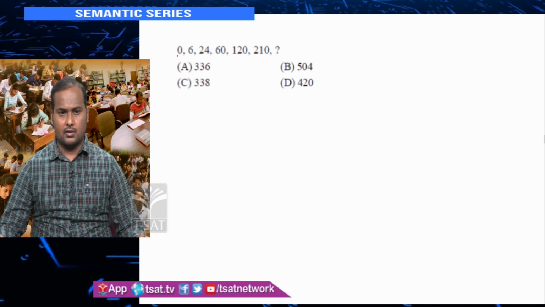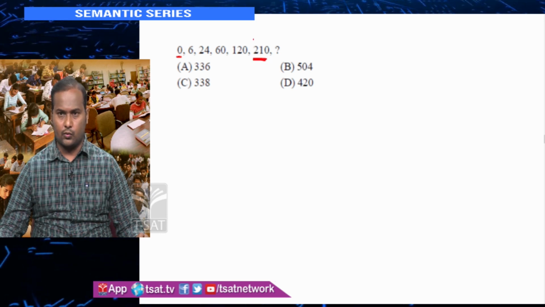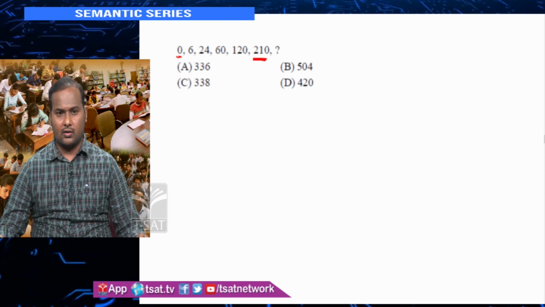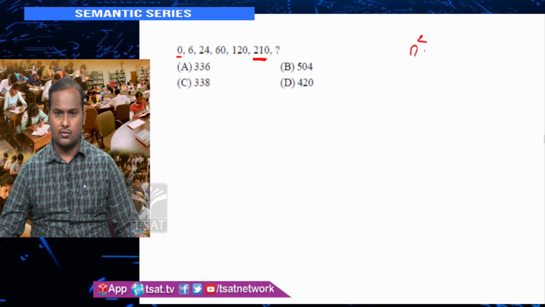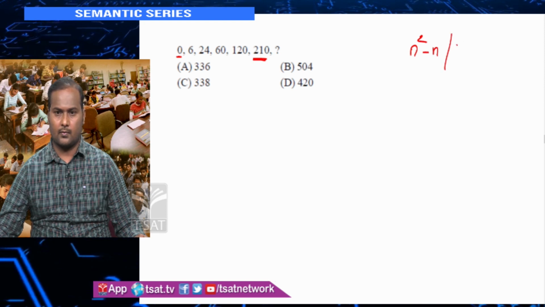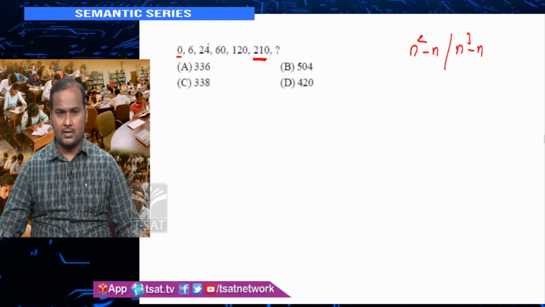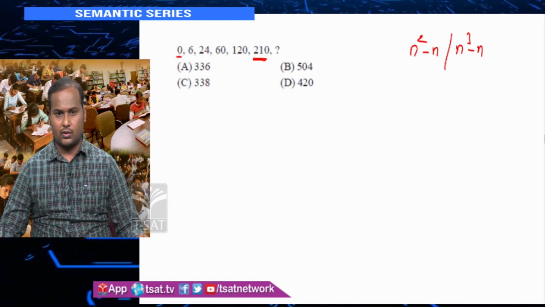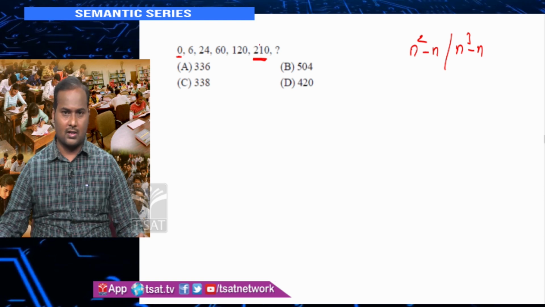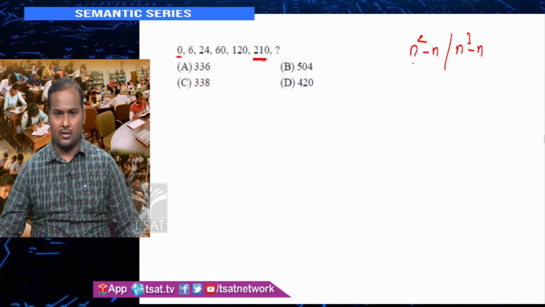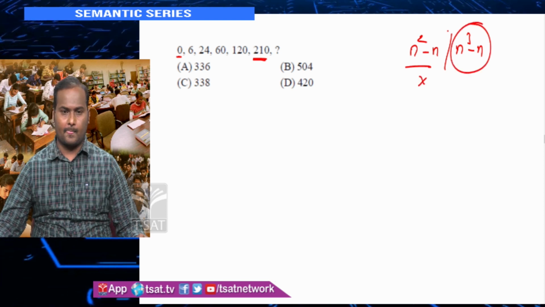See this question. It starts with 0 and ends with 210. The increase is huge. And I also said that whenever the question is starting with 0, the format will generally be n square minus n or n cube minus n. But in this case, see the numbers 0, 6, 24, 60, 120, 210. It is increasing quite drastically. So I can't take n square minus n. So obviously I will go with n cube minus n.